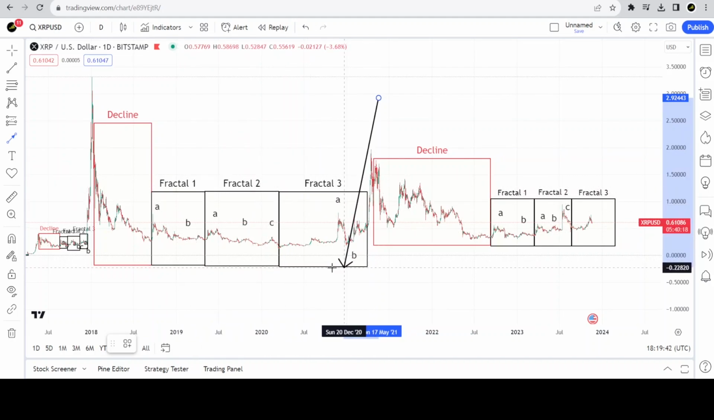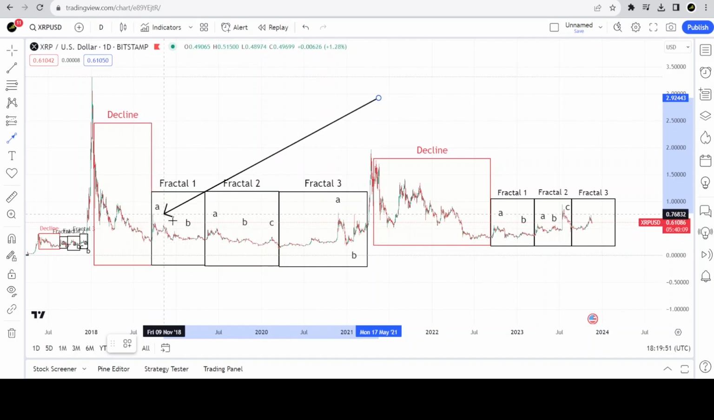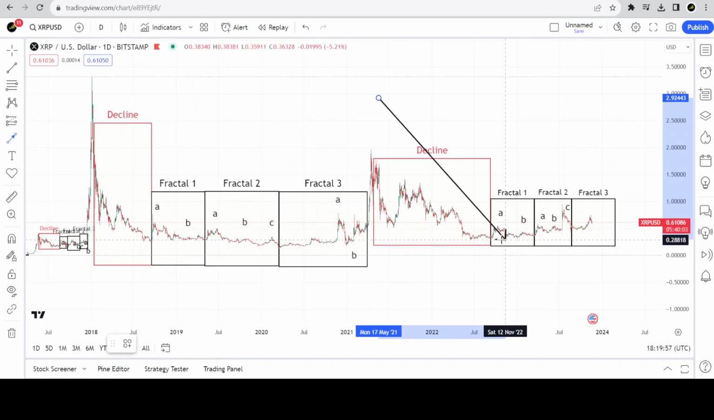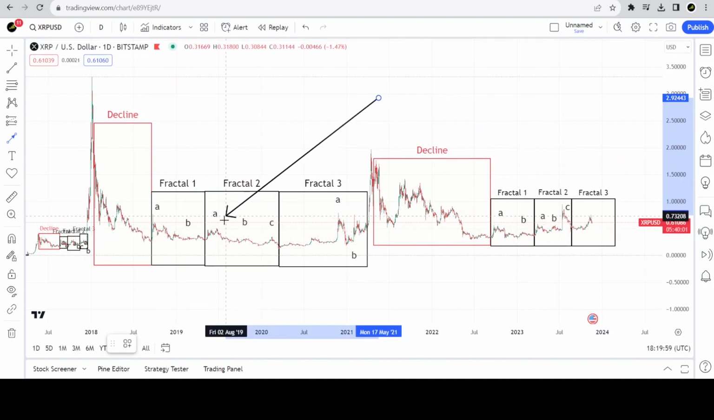I divide it into three separate fractals. We are currently in the third fractal. That is pretty cool, folks, because we're getting close to the bull run. So the first fractal, I divide into two parts, part A and part B. Part A moves up and moves down. Part B goes flat. We can see that took place over here with the move up and the move down and the part that went flat.